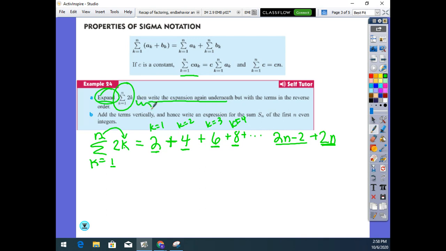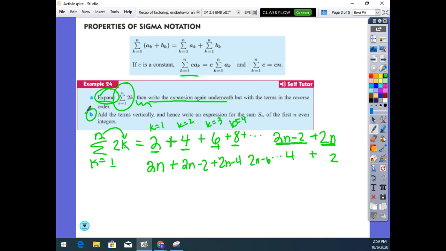Then it says, write it underneath, but in the reverse order. So I'm going to take this 2n and put it here. Then I'm going to take this term and put it under the 4. Then I need 1 to go with the 6. That's going to be 2n minus 4. Then 2n minus 6. Then 2 is going to be underneath here, 4 is going to be underneath here. Dot, dot, dot in the middle.